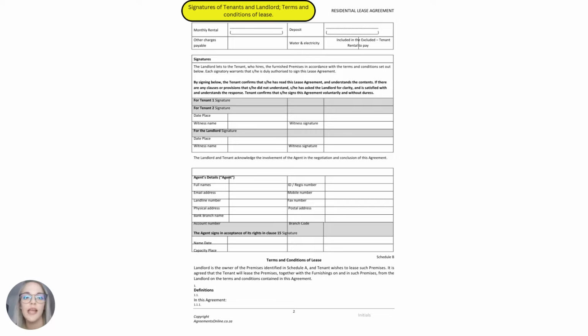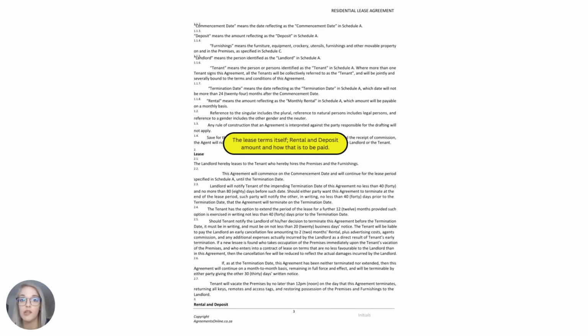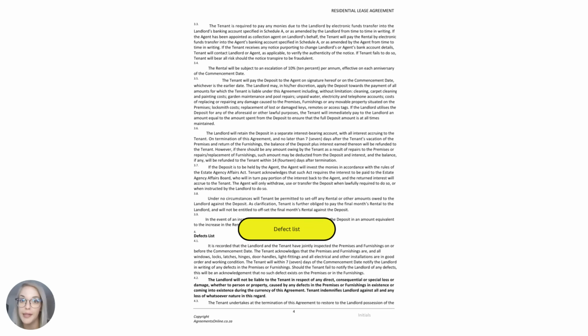The agreement further looks at the terms and conditions of the lease agreement and then sets out some definitions under this agreement. The agreement further goes on to look at the lease terms itself, as well as the rental and deposit amounts, and also how those are to be paid.